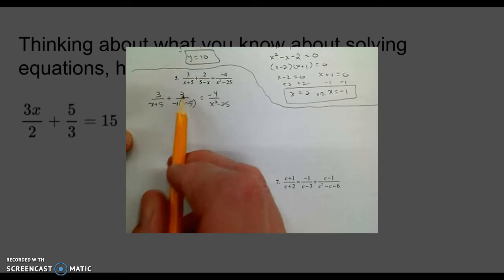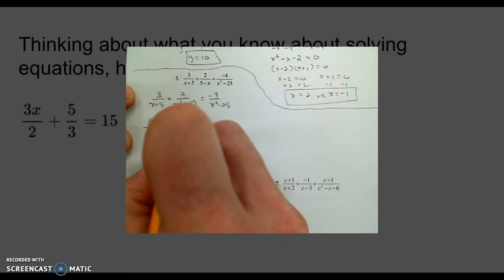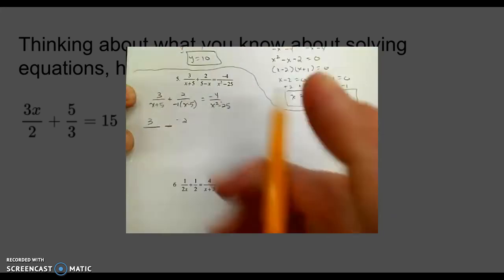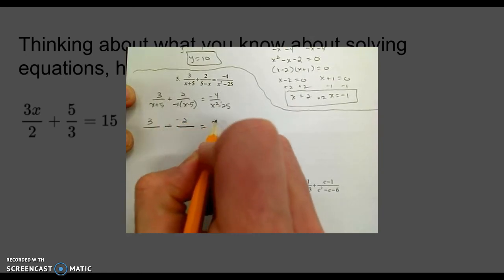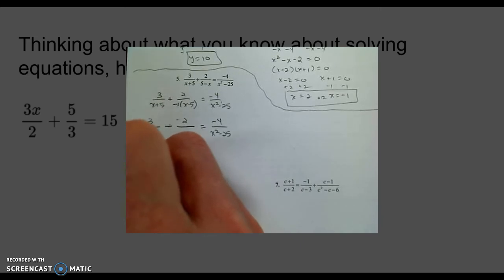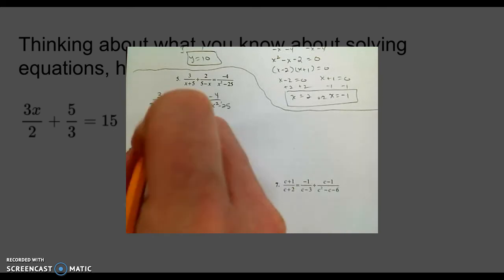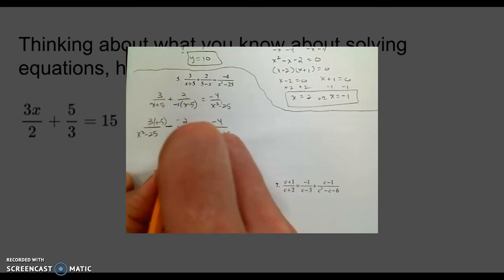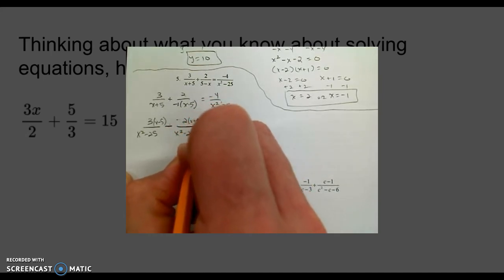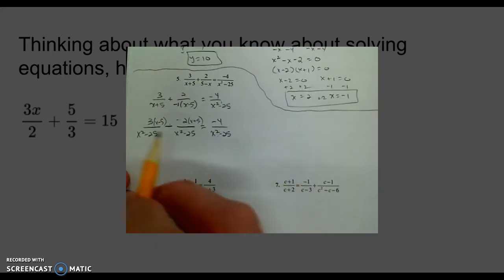So I'm going to bring this negative 1 up to the numerator, so that'll be a negative 2. So I can write this as 3 minus 2, and it equals negative 4 over x squared minus 25. So I had x minus 5. To get to this common denominator, I need x minus 5. I had x minus 5, I need an x plus 5 in the numerator and denominator. And here this fraction stands because it was already in the common denominator.